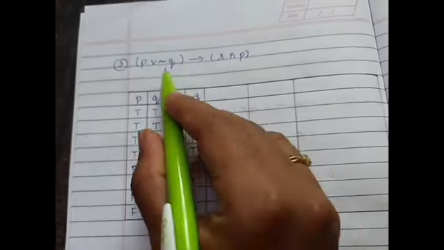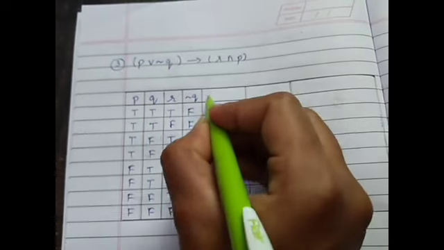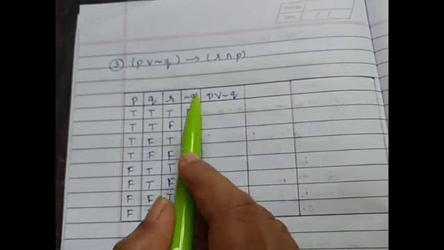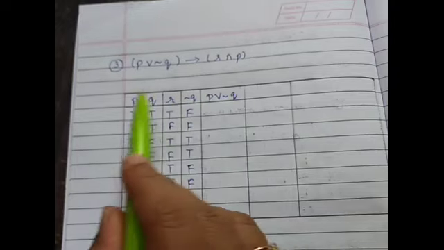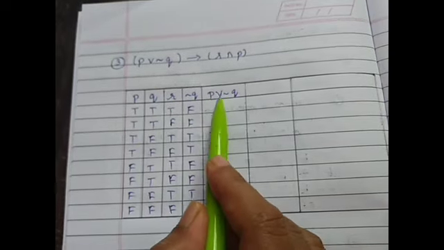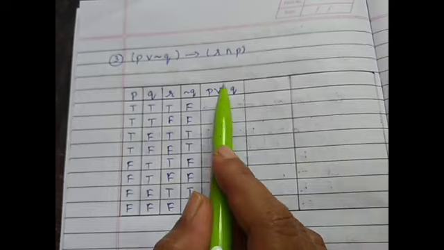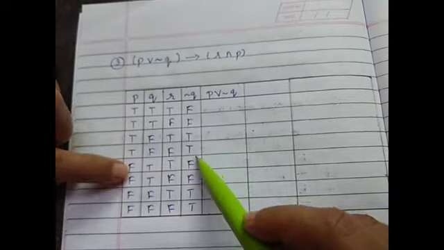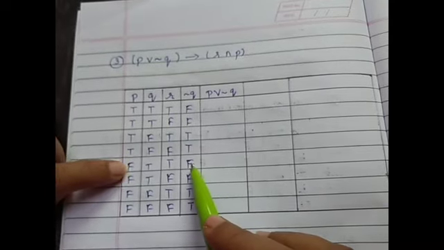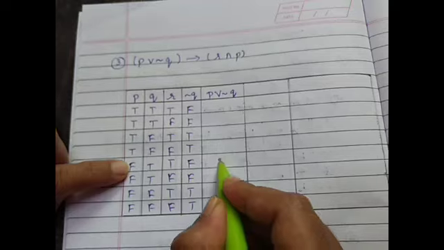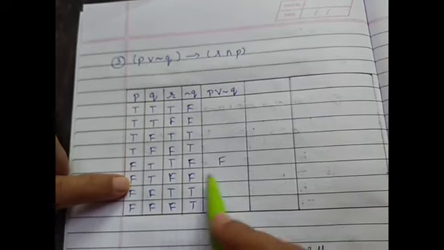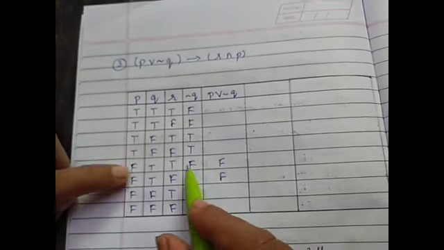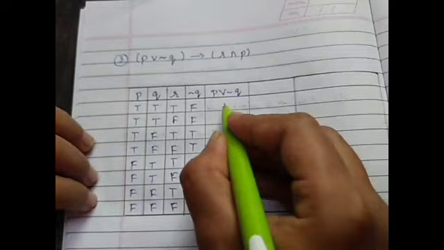Now we have to write bracket. In the first bracket we have P or negation Q. So we have to see the first column and the fourth column. Here we have OR. So for OR what do we have to remember? FF. So we'll see where it is FF. Yes, here it is FF. Both are FF, so here we'll write F. Again we have FF, so F. Where there is FF we'll write F. Now the remaining entries we have to write T.